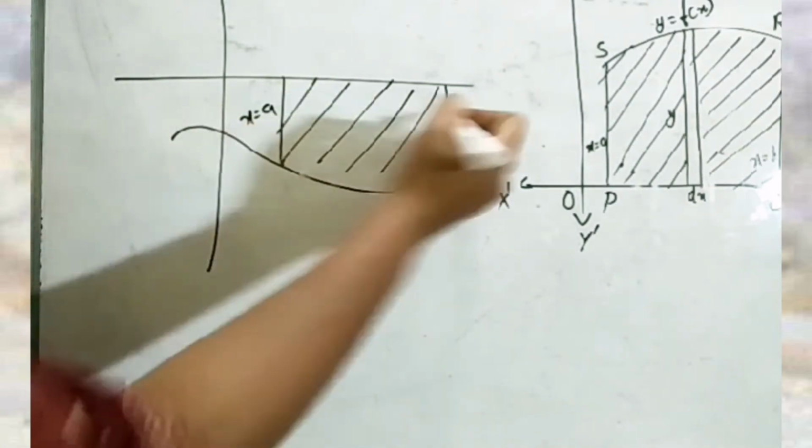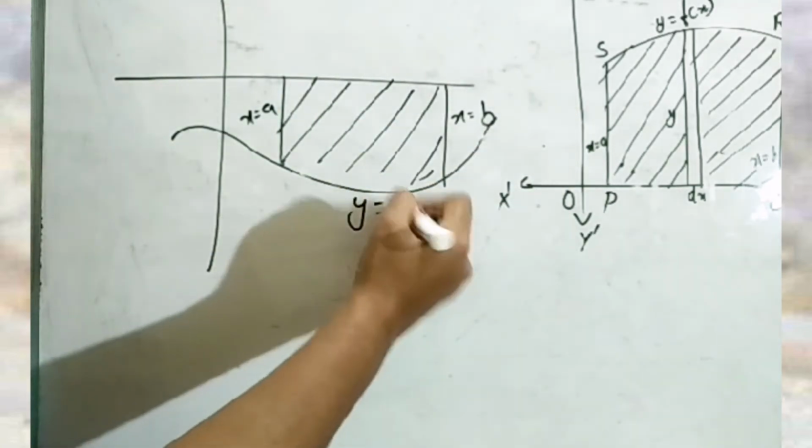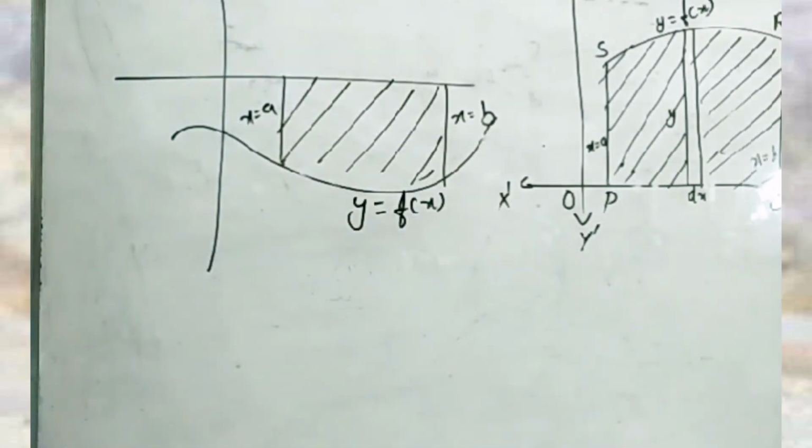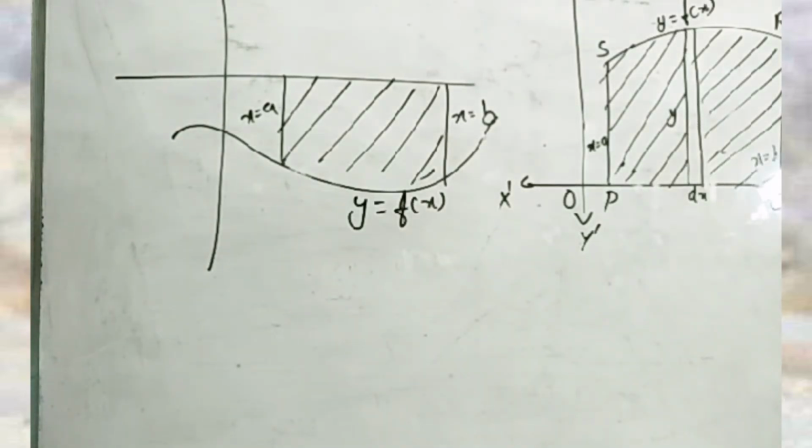This is x is equal to a, and here it is x is equal to b, and this is our y is equal to f of x. Okay, now just look at this figure. Here the area under consideration is below the x-axis. Then the area corresponding to this we will get a negative value.